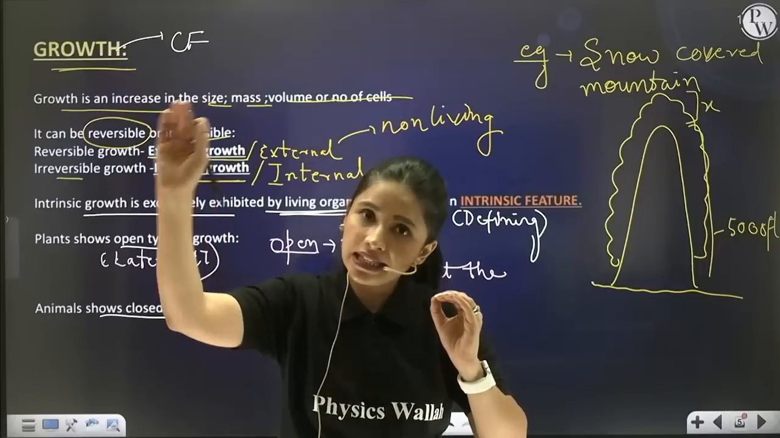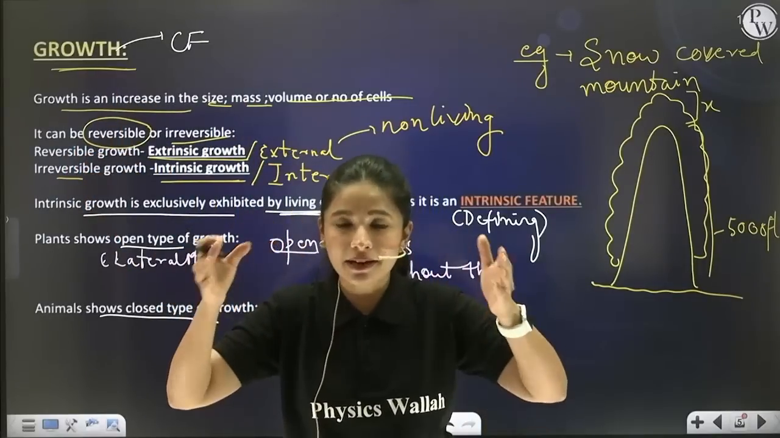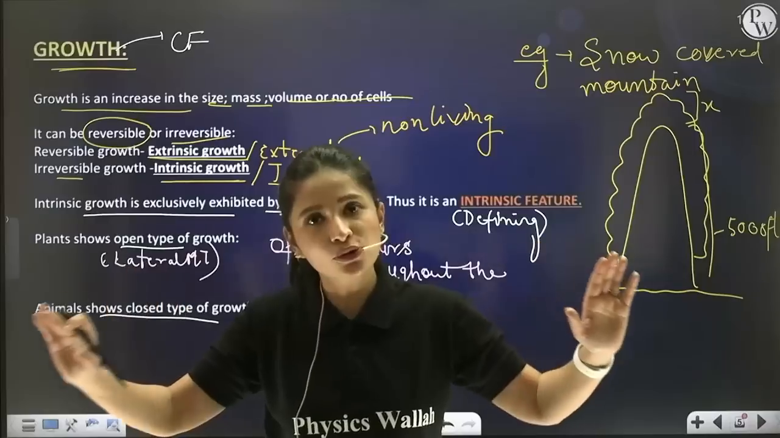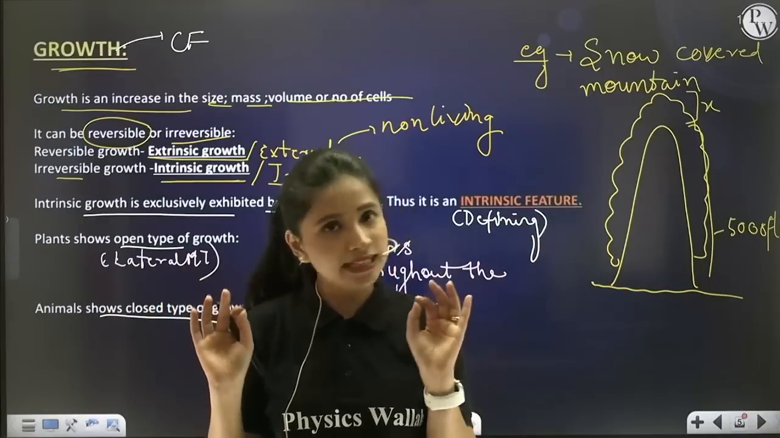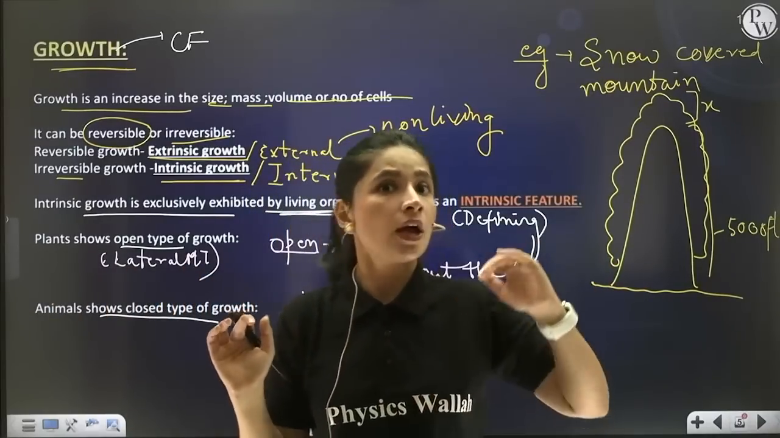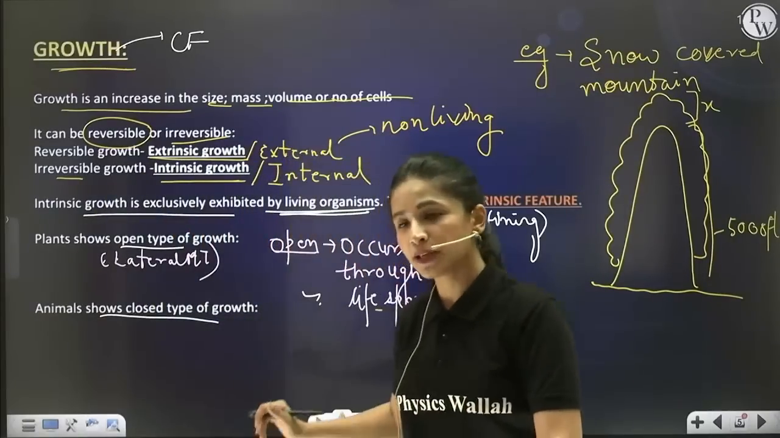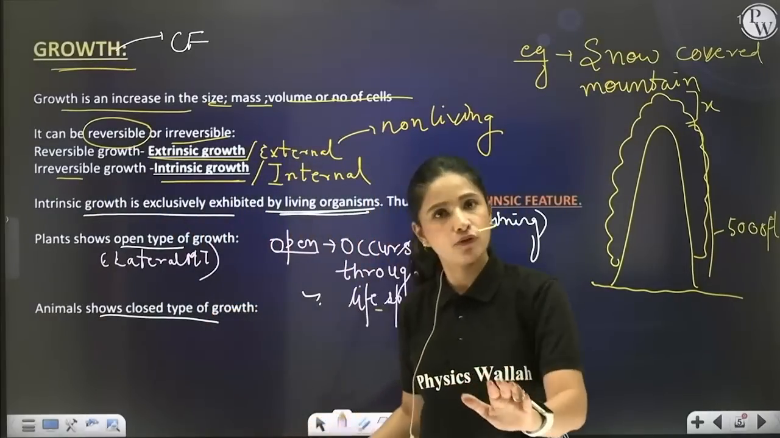Till the time that mango tree is alive, its thickness, its stem and root thickness is going to increase. Clear? So this is open type of growth. On the other hand, if I talk about animals, bachcho, they show closed type of growth.